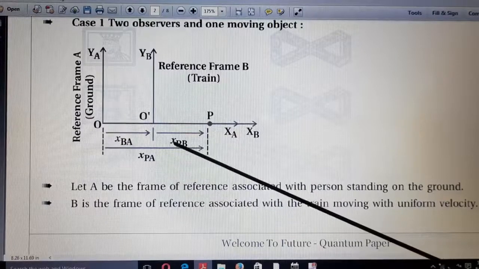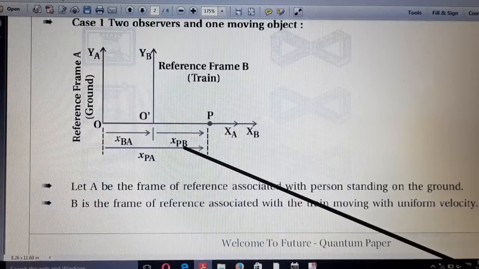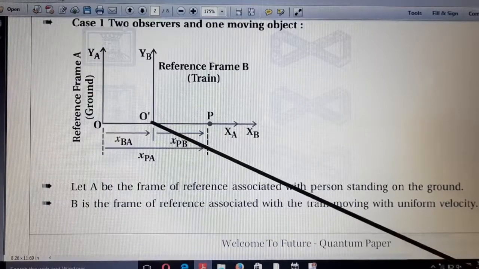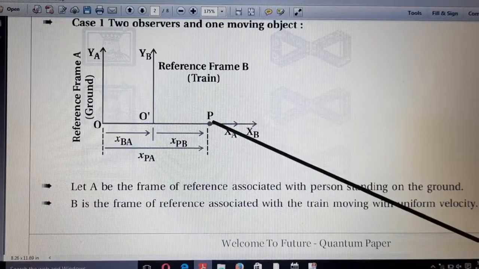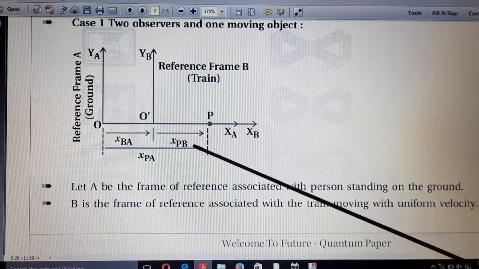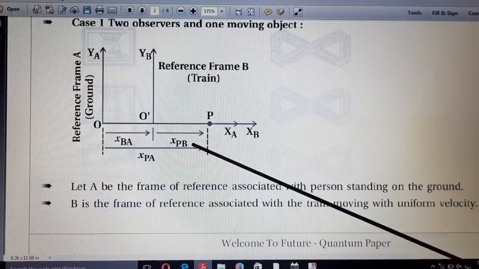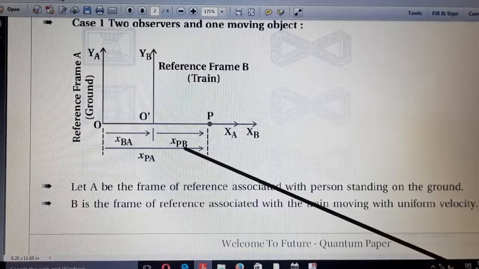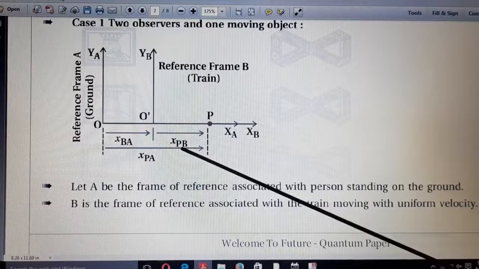Same way, here XPB is the distance between the origin of reference frame B and particle P. It is denoted by XPB, means position of particle P with respect to B. It is denoted by XPB.